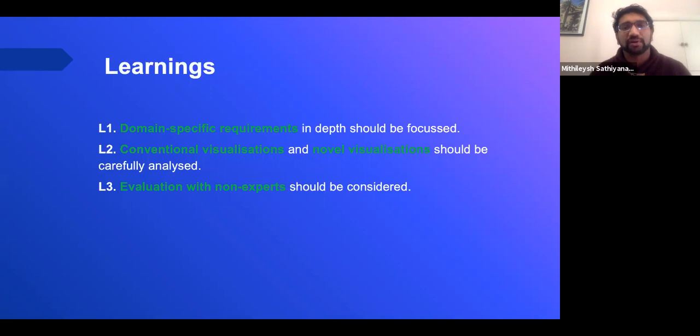We need to focus on the specific requirements and carefully analyze and choose between conventional or traditional visualizations and innovative or novel visualizations. The reason is, as I mentioned, healthcare professionals are not tech savvy. They will not be able to quickly adapt to the latest visualizations or latest platforms. So we need to hit the balance between something innovative, something novel, and something traditional. That balance we really need to hit. And we would like to conduct evaluation with non-experts, which means it could be users, it could be patients. That is also on the agenda, which we'll be doing in the future.